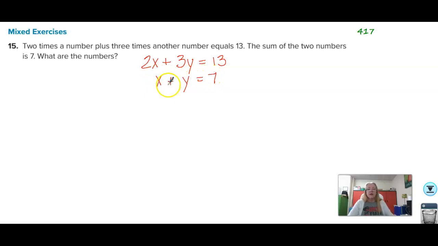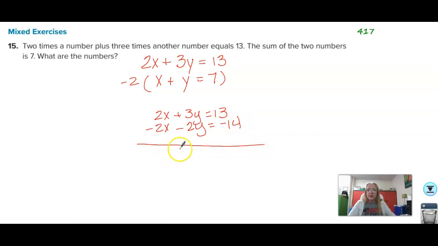All right? Now, to be able to solve this, I need to have one of these be opposite this. So I'm going to multiply this bottom equation by negative 2. Okay, so that's going to give me 2x plus 3y. I'm just rewriting the first one. Negative 2 times x is negative 2x. Negative 2 times y is negative 2y. And negative 2 times 7 is negative 14. That gives me y equals negative 1. Oh, how easy is that? I'll take it. And then I know that y is negative 1, so I'm going to use the easy peasy equation here. And I'm going to say x plus negative 1 equals 7.